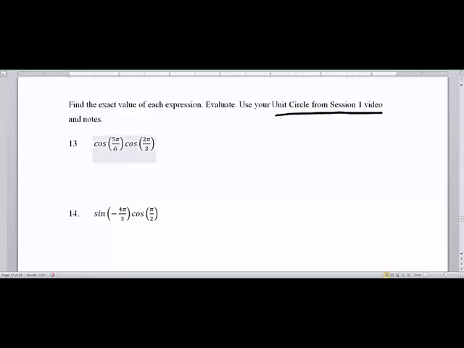Now, 5 pi over 6 is findable on the unit circle that you've built from the session 1 video, part 3. So that 5 pi over 6 is 1/2. And 2 pi over 3 is square root of 3 over 2. And one of my favorite patterns is multiplying fractions, not a problem. Top times top, which is 1 times square root of 3, which is square root of 3, and bottom times bottom, which is 4. And that's the answer for problem 13.